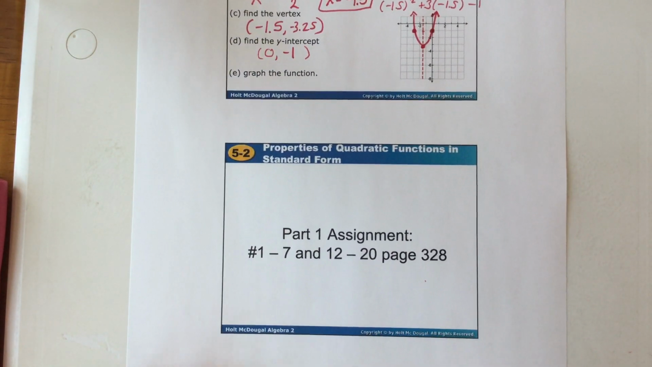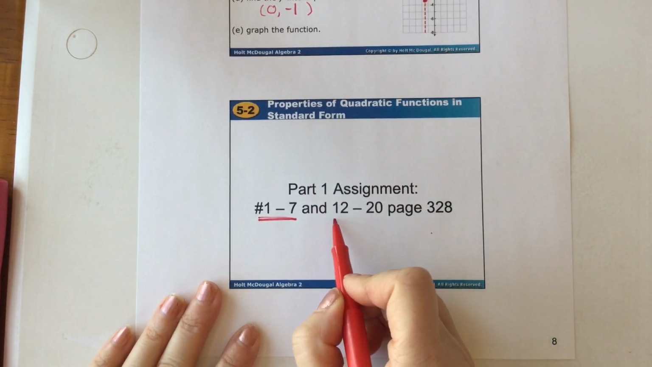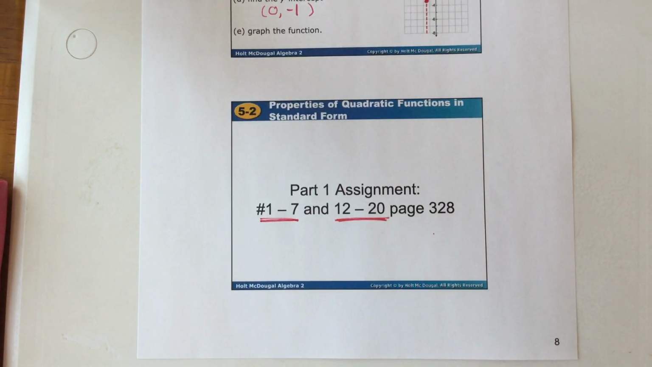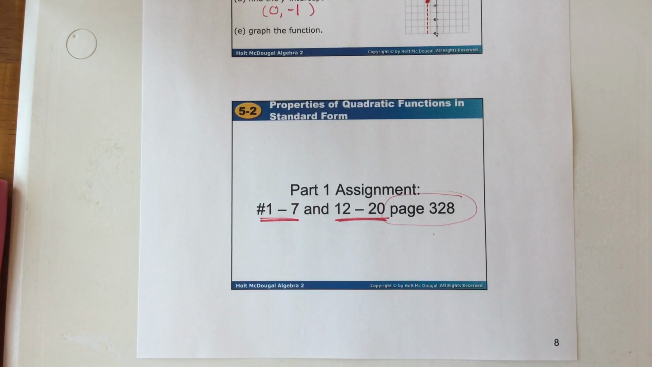Okay, your assignment for the first part of 5.1, just practicing these skills, is numbers 1 to 7. And then jump ahead and do 12 to 20. You will find those questions in your textbook on page 328.